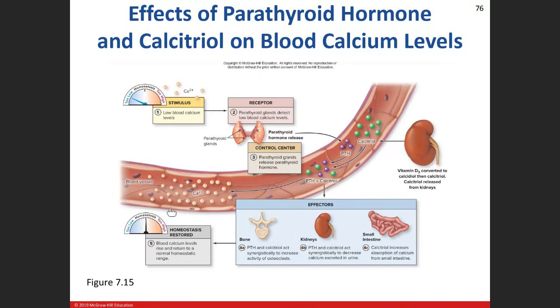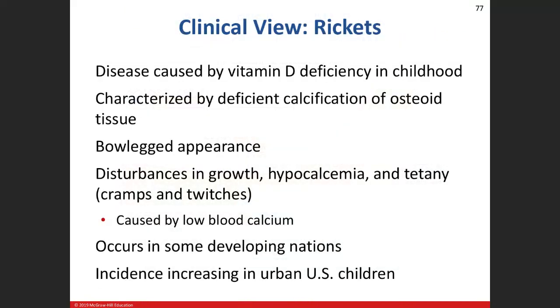Negative feedback. Remember, negative feedback? The desired response is always going to be in the opposite direction of the stimulus. The stimulus had it too low, so we want to swing it towards this direction. And that's what happens. Gets us back into homeostasis. You're going to see that a lot, a lot, a lot.